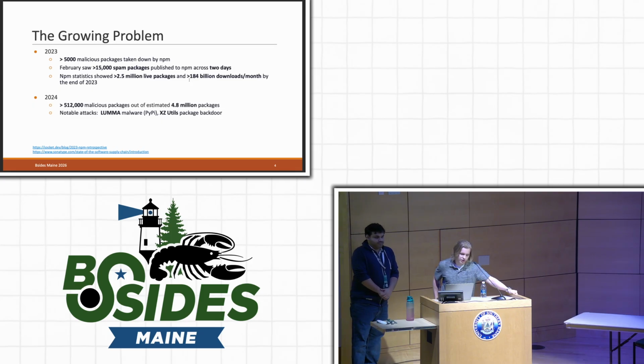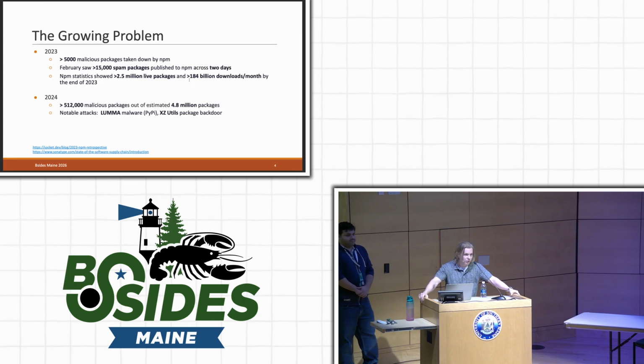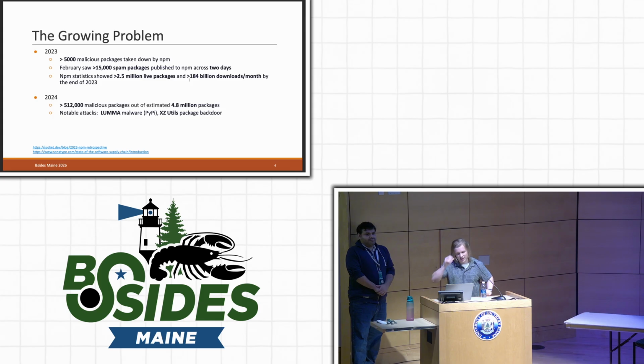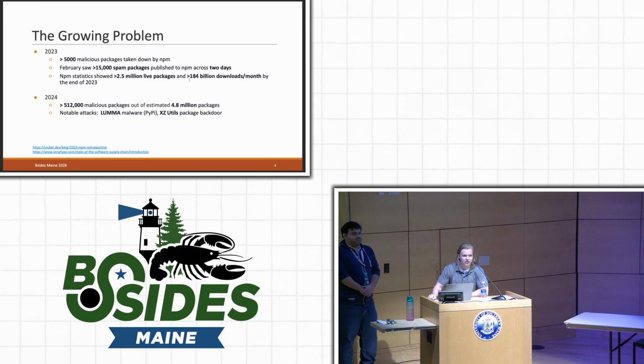In 2023, this is just 3 years ago, there were a little over 5,000 packages that were taken down by NPM. Separately, there was another kind of interesting spam campaign that saw over 15,000 spam packages published across 2 days. These were kind of interesting packages. Their payload was that they were basically called things like free Xbox codes or free TikTok followers.